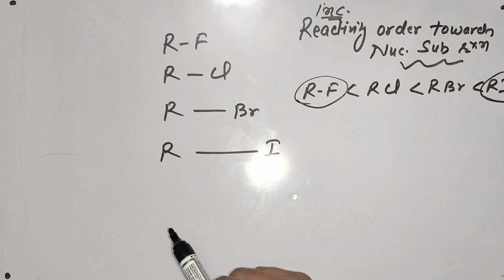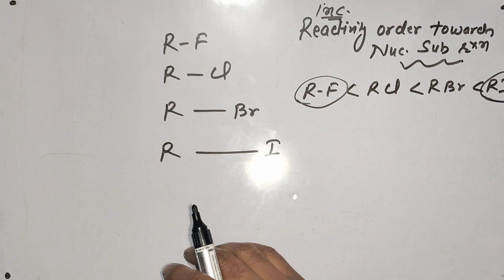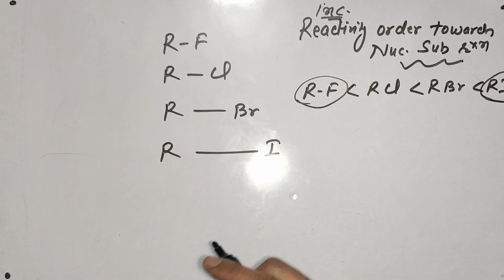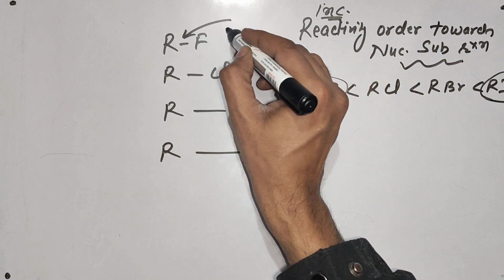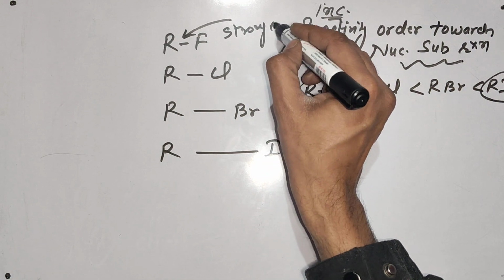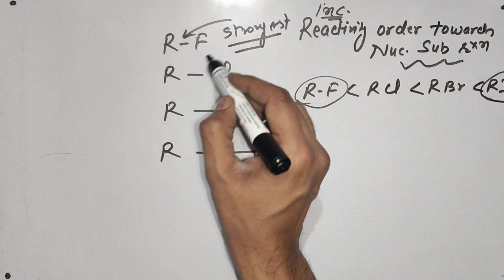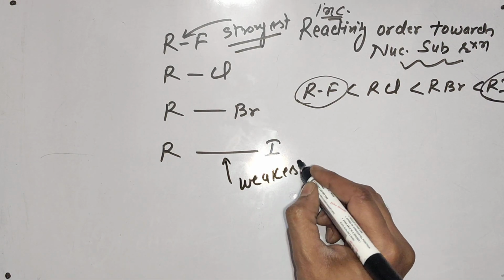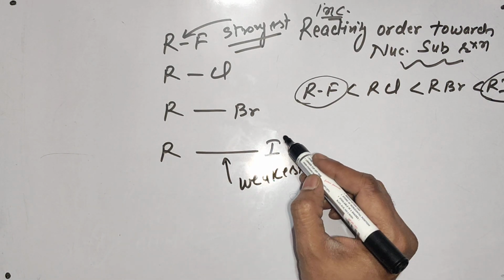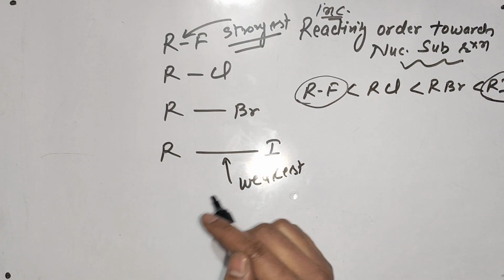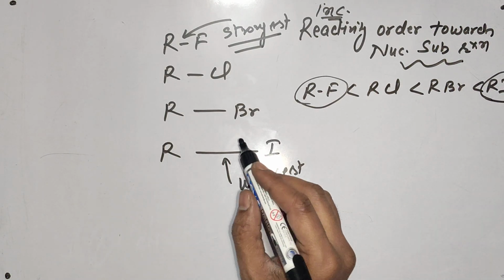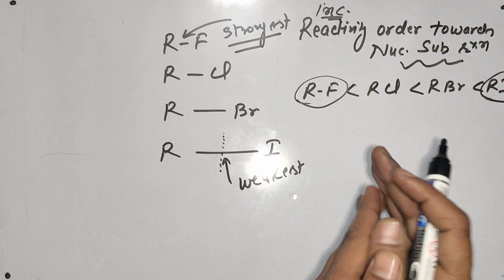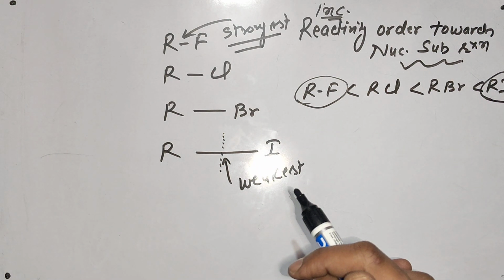The reason is simple. During nucleophilic substitution reaction, this bond we have to break. And we have already discussed this bond is strongest in fluorine because the bond length is very short due to the smaller atomic size of fluorine, and this bond is weakest in iodine because of the longer length due to the bigger size of the iodine atom. So during nucleophilic substitution reaction, it can break very easily. That's why the reactivity order will be this.